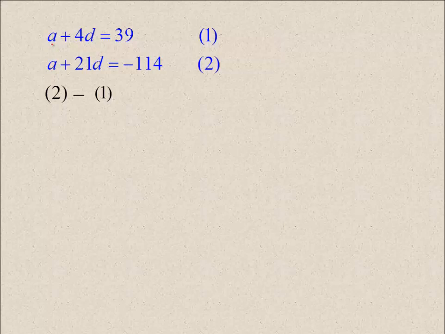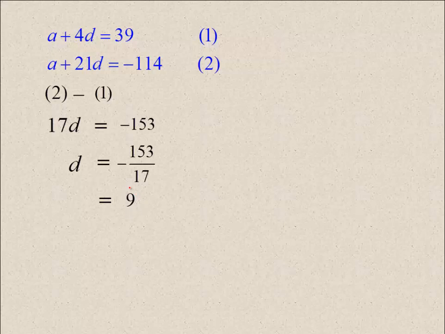So straight away, guys, I know A minus A, the A's cancel away. 21D minus 4D, minus 114 minus 39. Be careful of the sign change. So 21 minus 4D is 17D, which is equal to minus 114 minus 39, which is negative 153. And what do I do now, guys? I solve for D. And D is equal to negative 153 divided by 17, which is equal to 9.